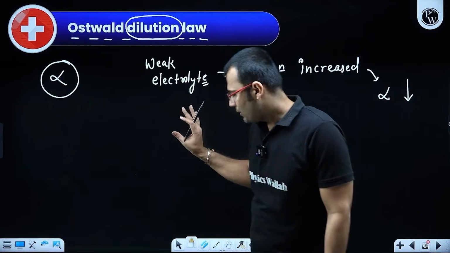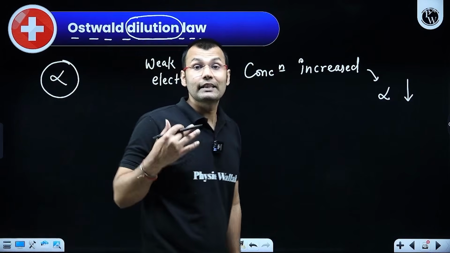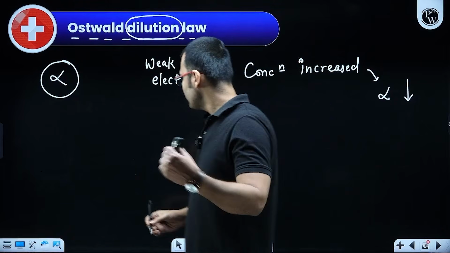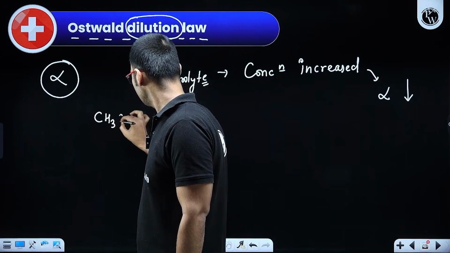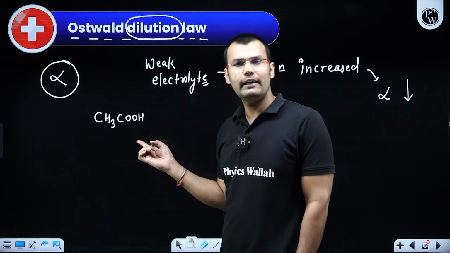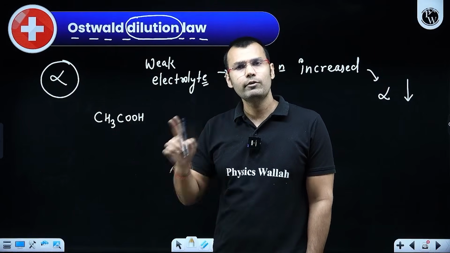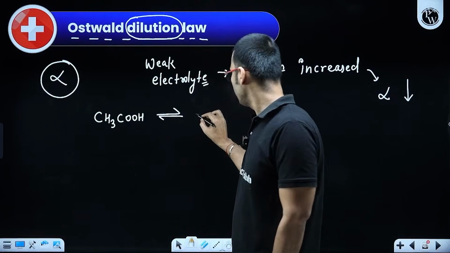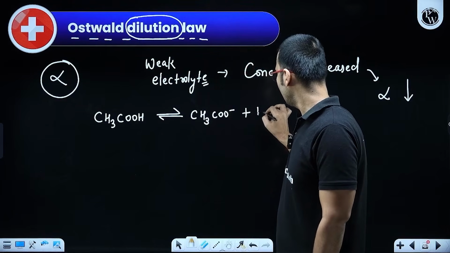Now the same law, the same conceptual law, we can also explain mathematically, with some formulas. How? Let me tell you. Suppose I have a weak electrolyte like CH3COOH. Of course, I hope you know that acetic acid has an n-factor of 1. When it decomposes, per molecule it will give you 1 H+ ion. So this acetic acid, when it decomposes, will give you CH3COO- ion and H+ ion.